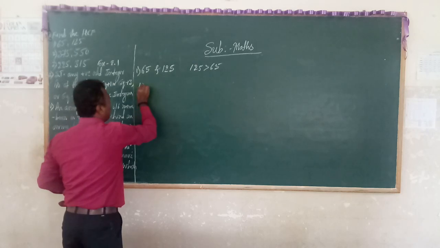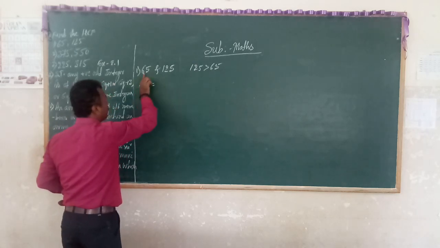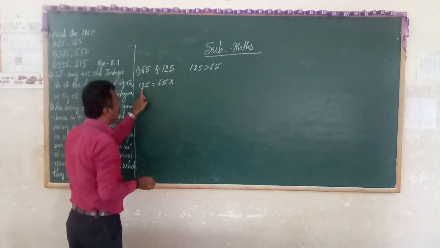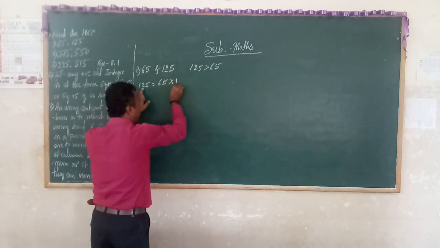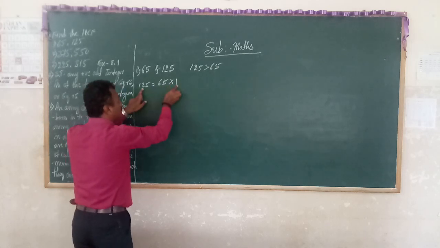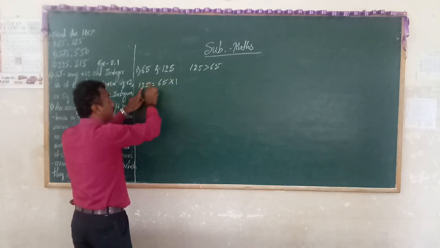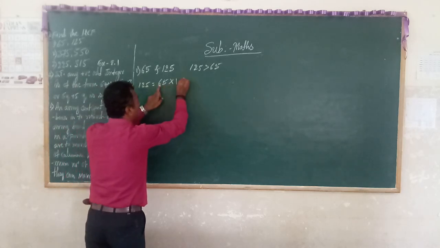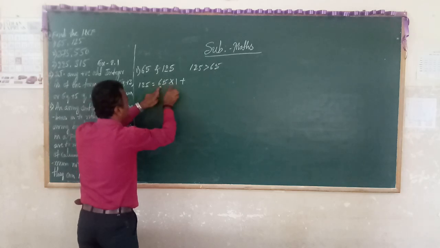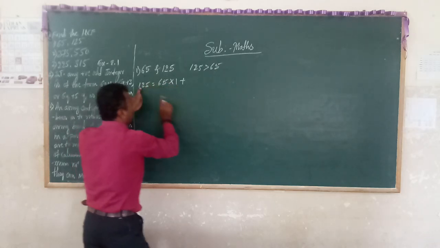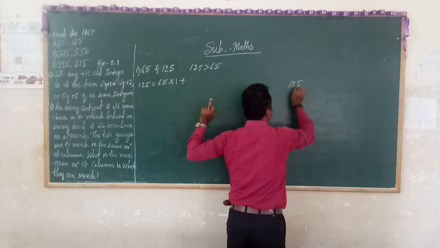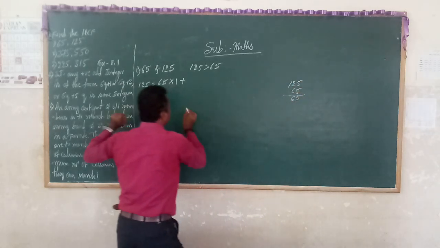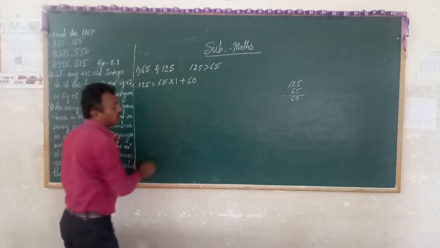125 is equal to, we have to divide by 65. 65 into how many is 125? 65 ones are 65. If you take twos, it is 130, and 130 is greater than 125. We cannot take that, so we should take 65 ones. How much is the remainder? We should subtract 65 from 125. So 125 minus 65. What will be the remainder? 5 minus 5 is 0. 12 minus 6 is 6. So the remainder is 60.